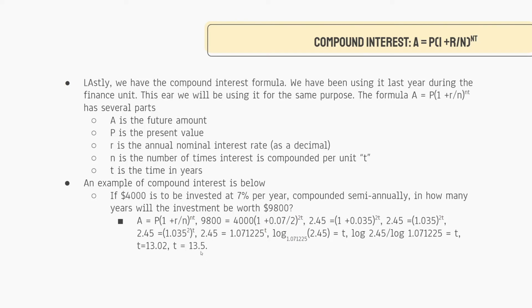However, as you can see, my final answer is 13.5 years. The reason for that is because we were asked when will the investment be worth 9.8k. Well, if we were to round this down, it would be below $9,800, and so we have to round up to the next compounded period, which would be half a year later, or 0.5 of a year later. Hence, our answer is 13.5 years.